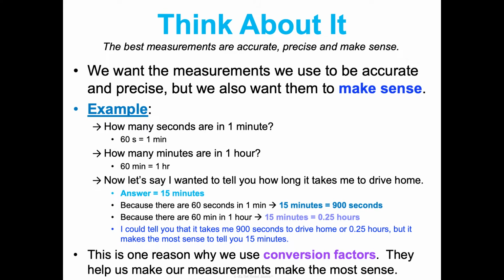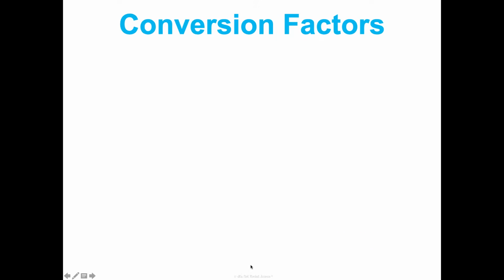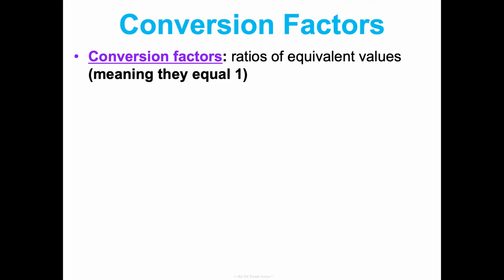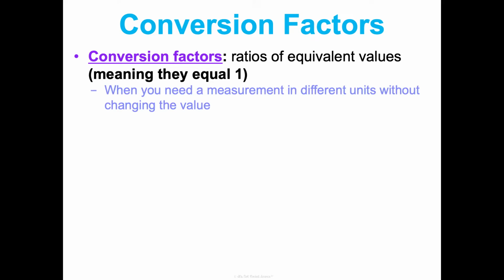We're going to use units, like in this example, minutes. That makes way more sense to measure this than hours or seconds. Okay, so conversion factors. These are just ratios of equivalent values, meaning they equal 1. When you need a measurement in different units without changing the value of the measurement, because then your measurement isn't accurate anymore, you're going to use a conversion factor.